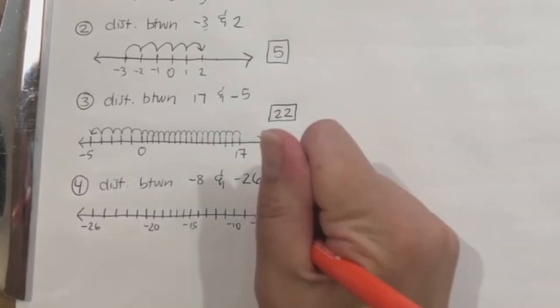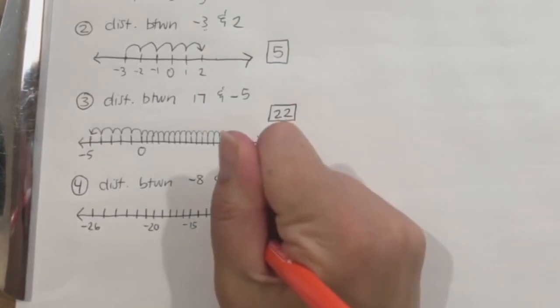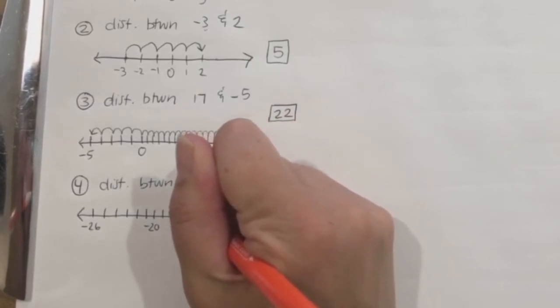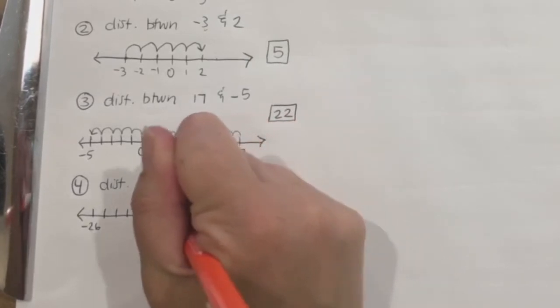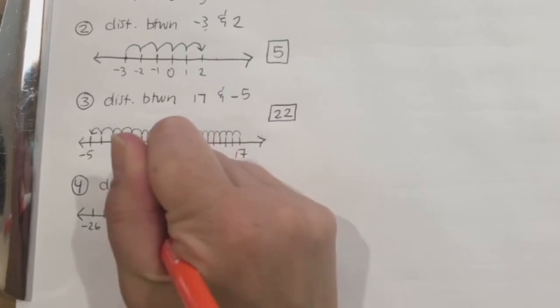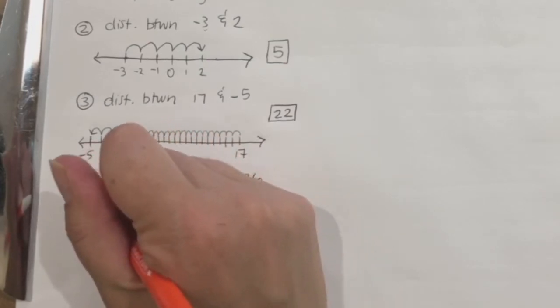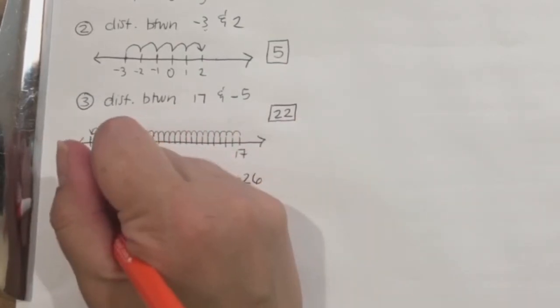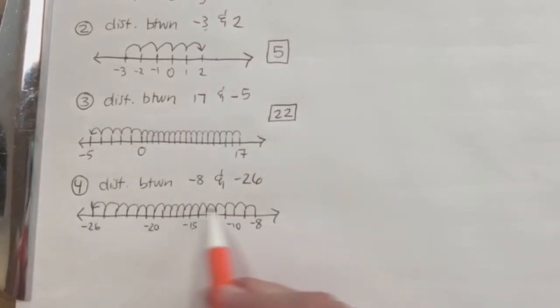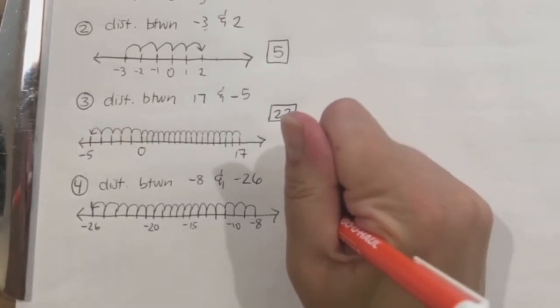And let's go ahead and count over. 1, 2, 3, 4, 5, 6, 7, 8, 9, 10, 11, 12, 13, 14, 15, 16, 17, 18. There are 18 in between. That's the distance.